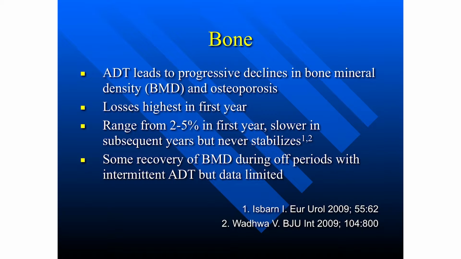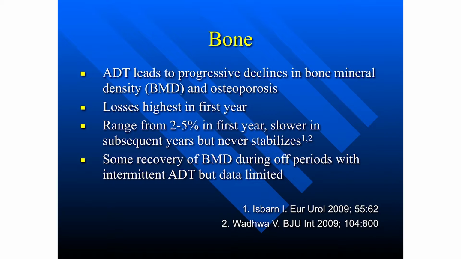Depending on the level you start at and how strong your bones are, this may or may not be clinically important in your lifetime, but for many men who already have vulnerable bones, this can lead to osteoporosis and an increased risk of fracture. In the first year, the rate of loss is about 2 to 5%, and in subsequent years, it's closer to about 0.5 to 2%. But if you continue on ADT, the bones will slowly get weaker.